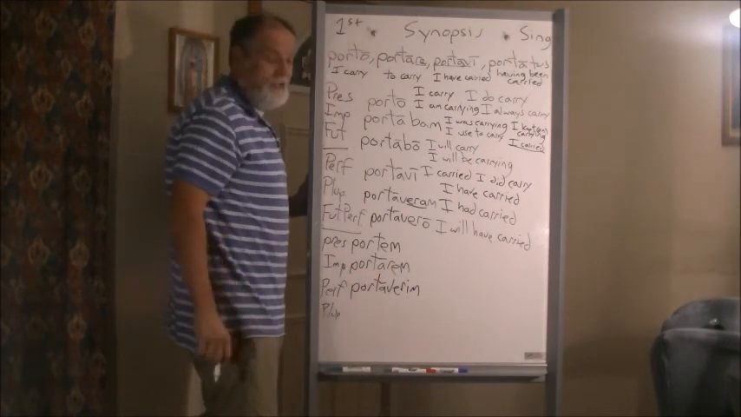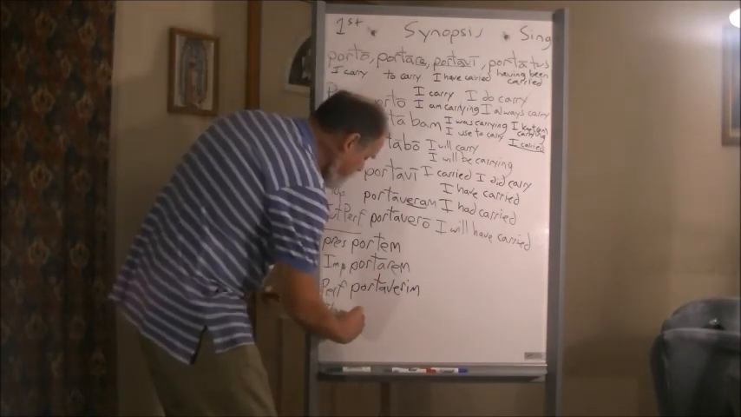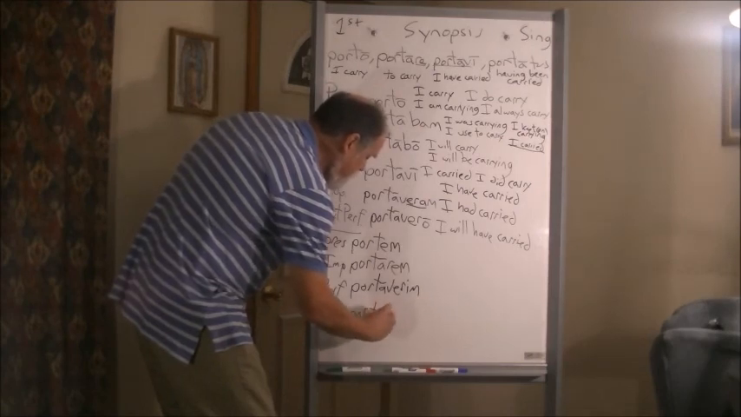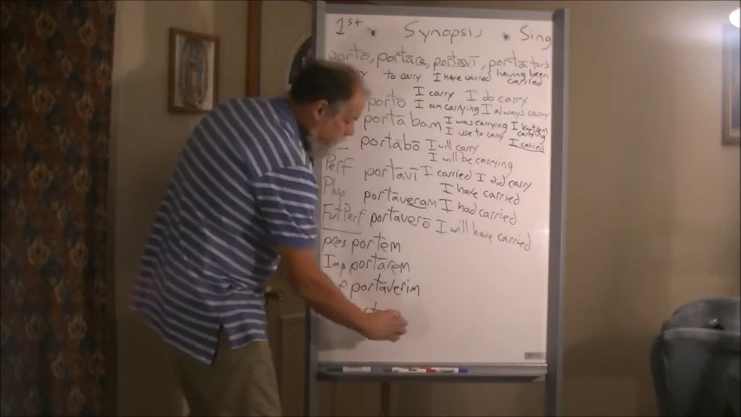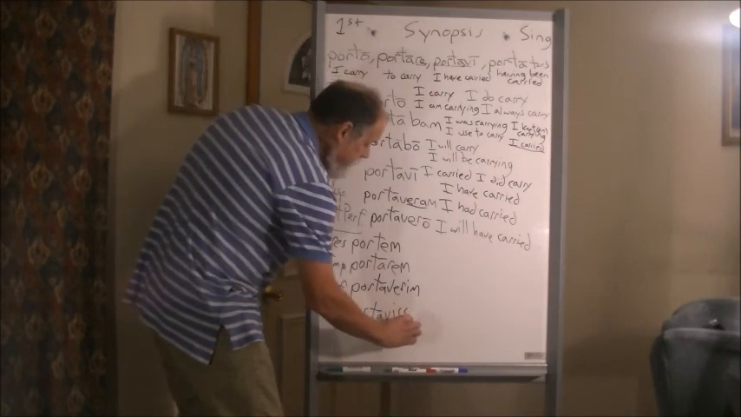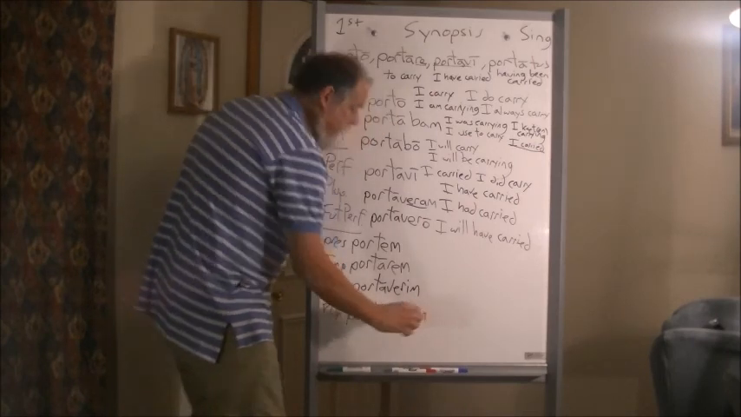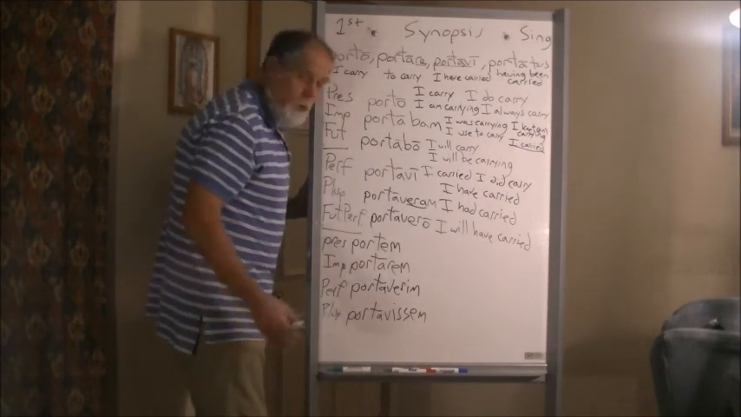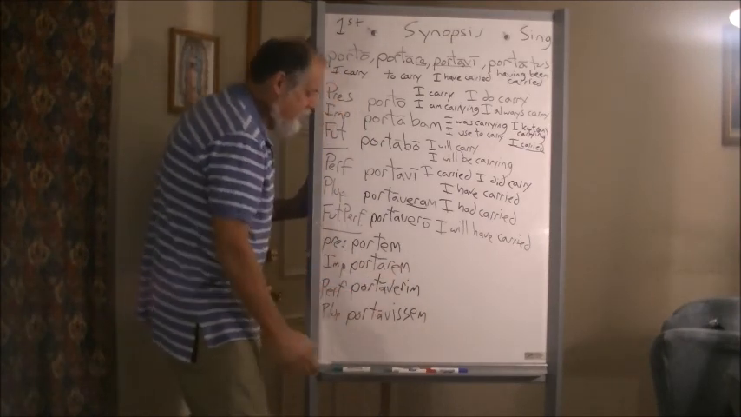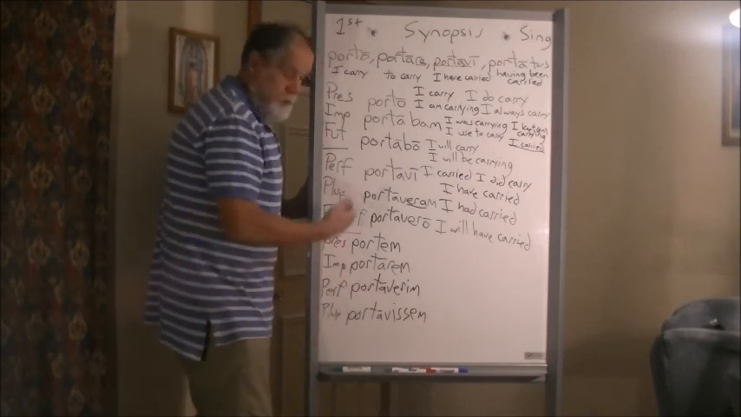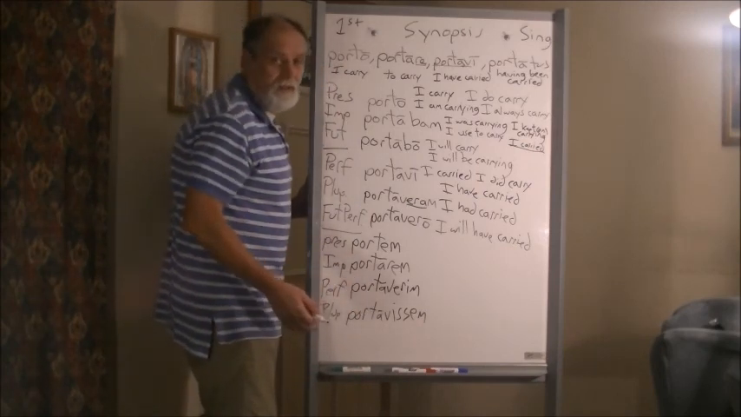And then last but not least, we have pluperfect, which is portāv with, again, the third principal part stem, portāv. And then we have isse for the tense sign, and then m for the personal ending. So voila, portāvissem, with the macron on there. Hope you can see it next to the T. Portāvissem. There are no translations for the subjunctive.